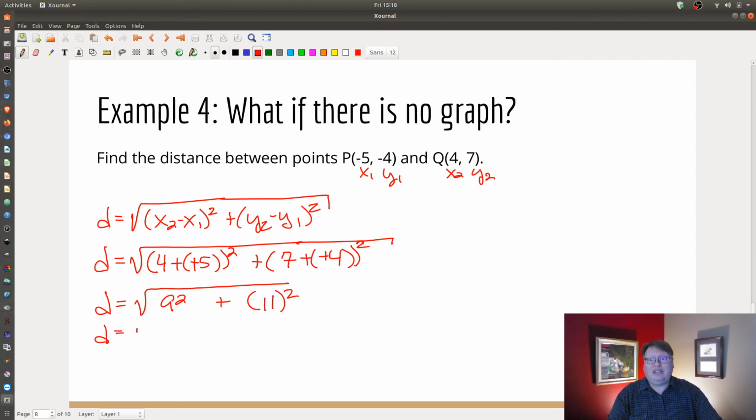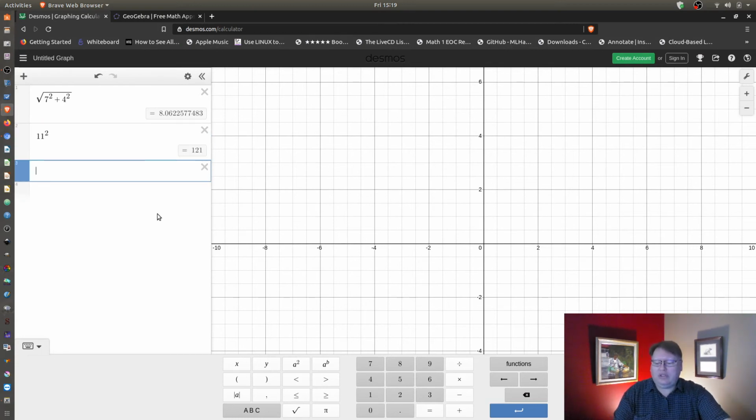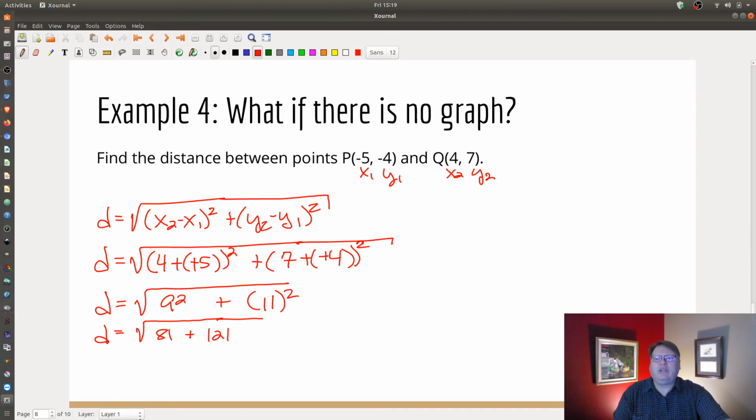So we get distance is equal to 9 squared, which is 81, plus 11 squared. You guys remember your multiplication tables? What is 11 times 11? Think about it. Do you remember? It should be 121, okay? Now, again, if you ever have your doubts, come over here to Desmos and type it in, and you get 121, okay? So you can still check yourself on your calculator, all right? And I do that sometimes. Okay, maybe it's because I'm getting old, I don't know.